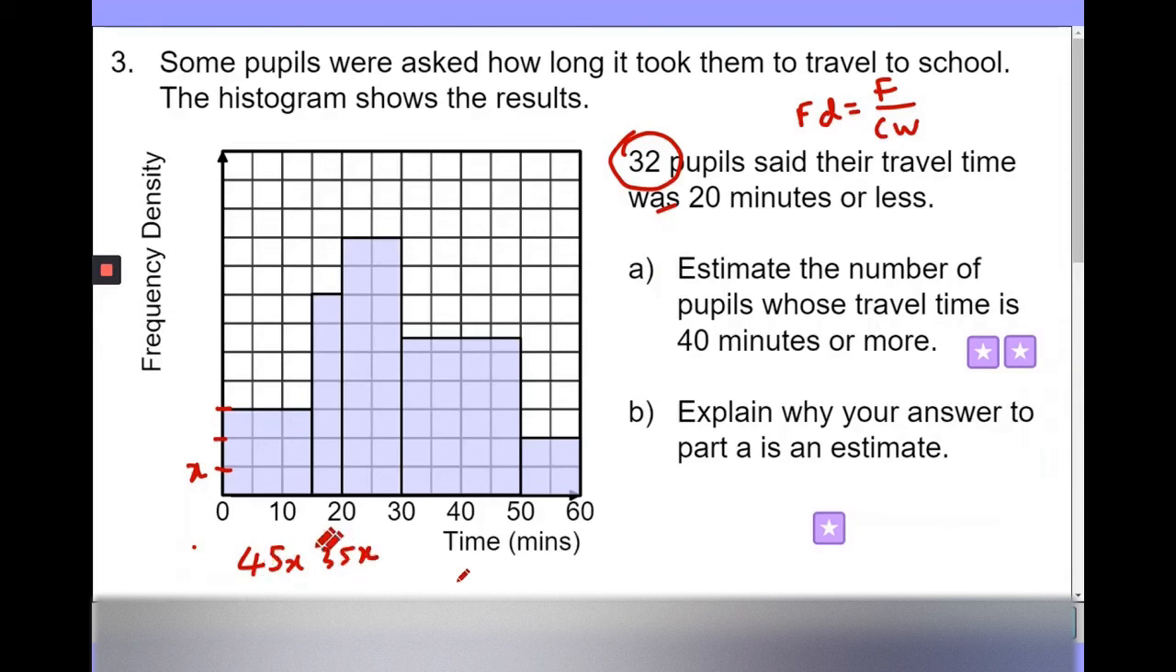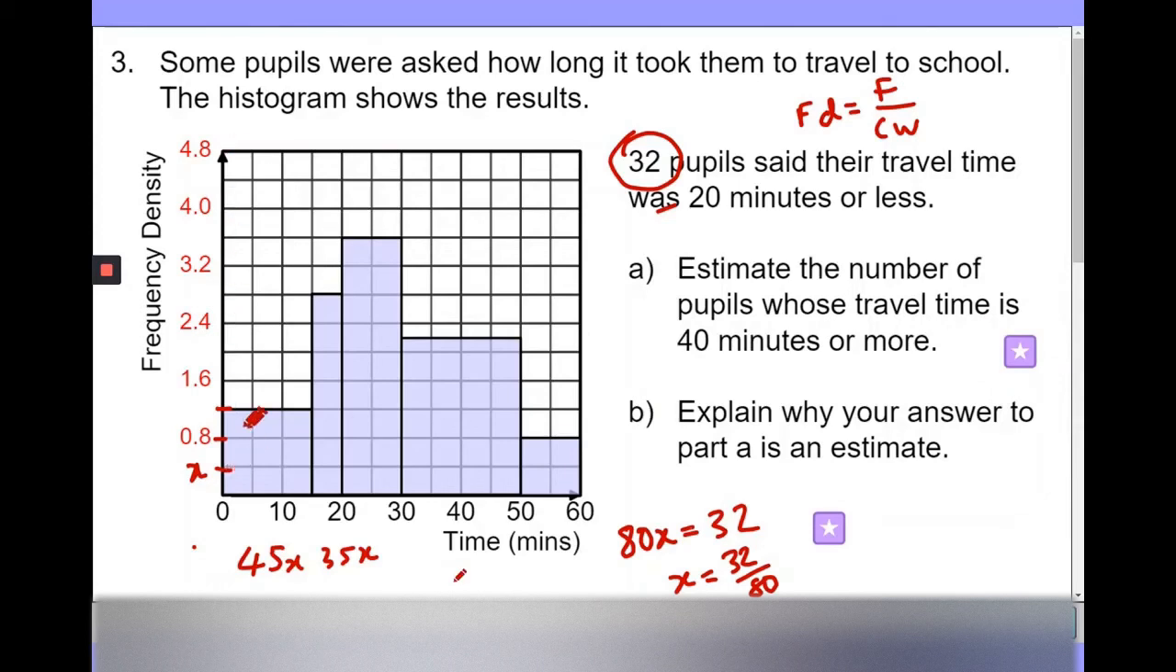If I add them together, I get 80x. So 80x represents 32 people. If I divide both sides by 80, I get x equals 32 over 80. And that will give me, so 32 divided by 80 is 0.4. So x is 0.4.